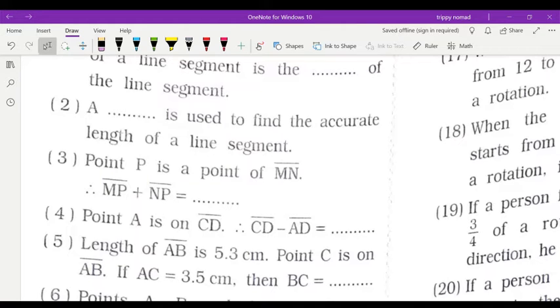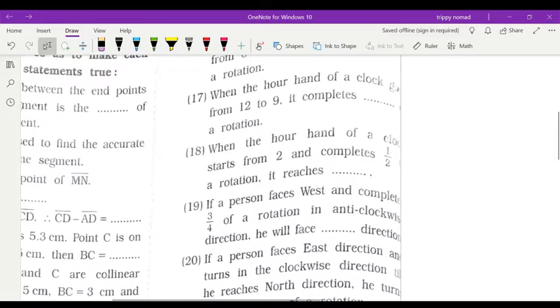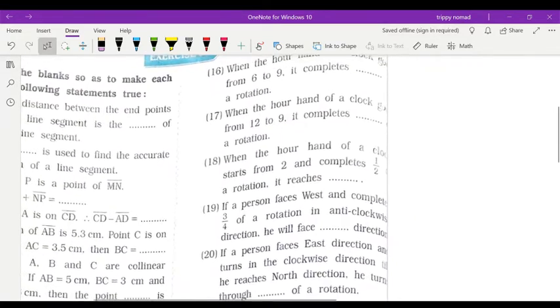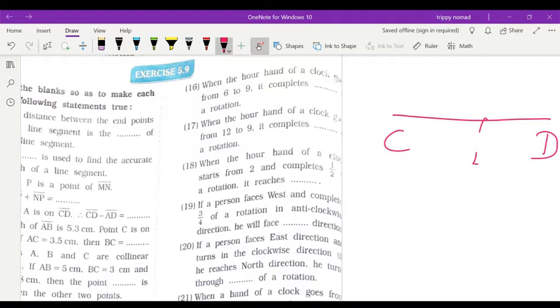Now question number 4: point A is on CD, therefore CD minus AD is equal to dash. Point A is on CD, and CD minus AD. I am drawing for you so you will come to know what is left after subtracting AD from CD, with A lying on CD. You see here, I am going to draw for you, children. Suppose this is a rough line CD and point A is lying on CD, and this is point A, children.